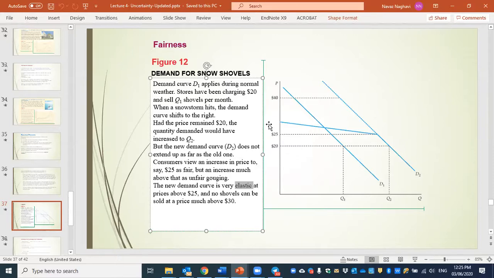If you want to show an elastic function, how is the shape of the function? What is the slope of the elastic function? If I ask you, what is the relationship between slope and elasticity? What do you say?